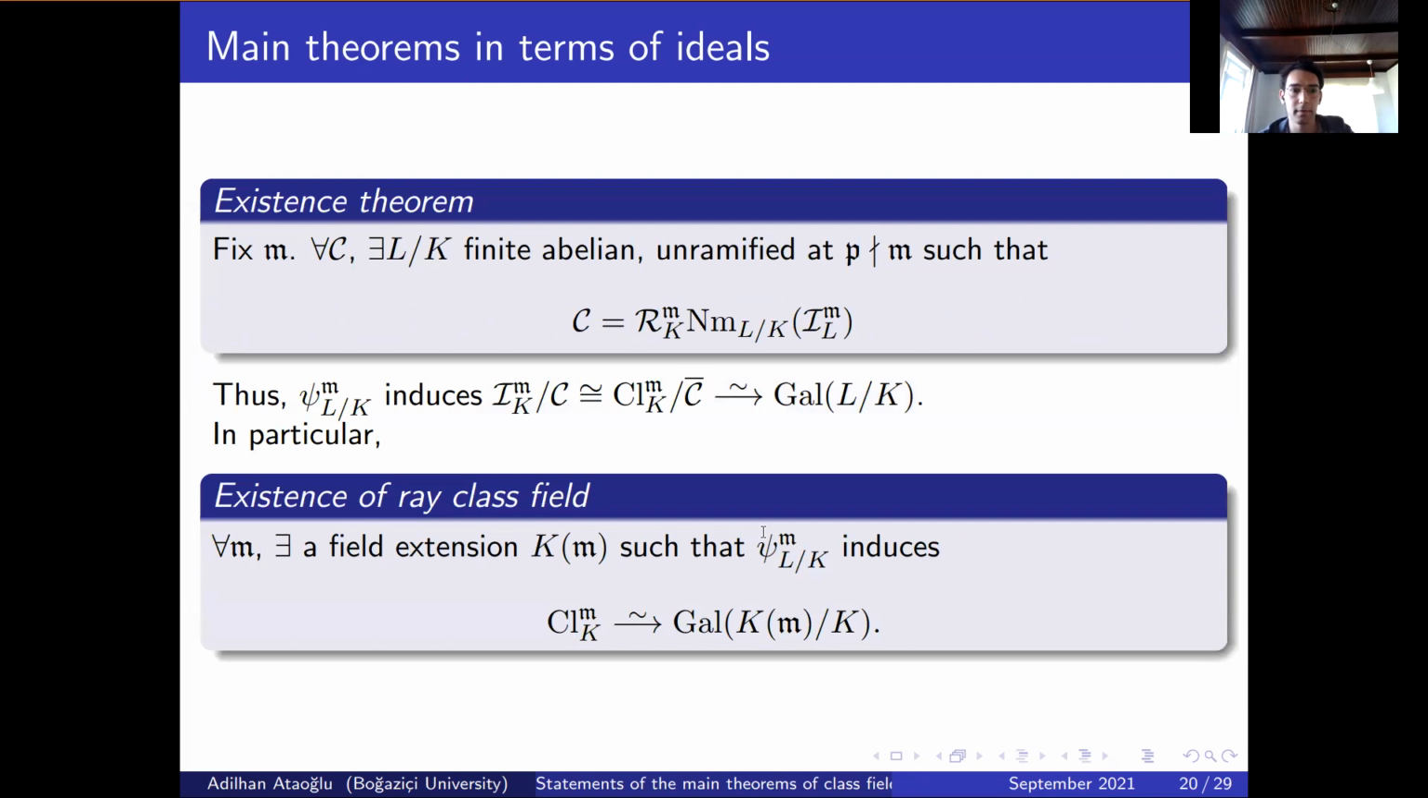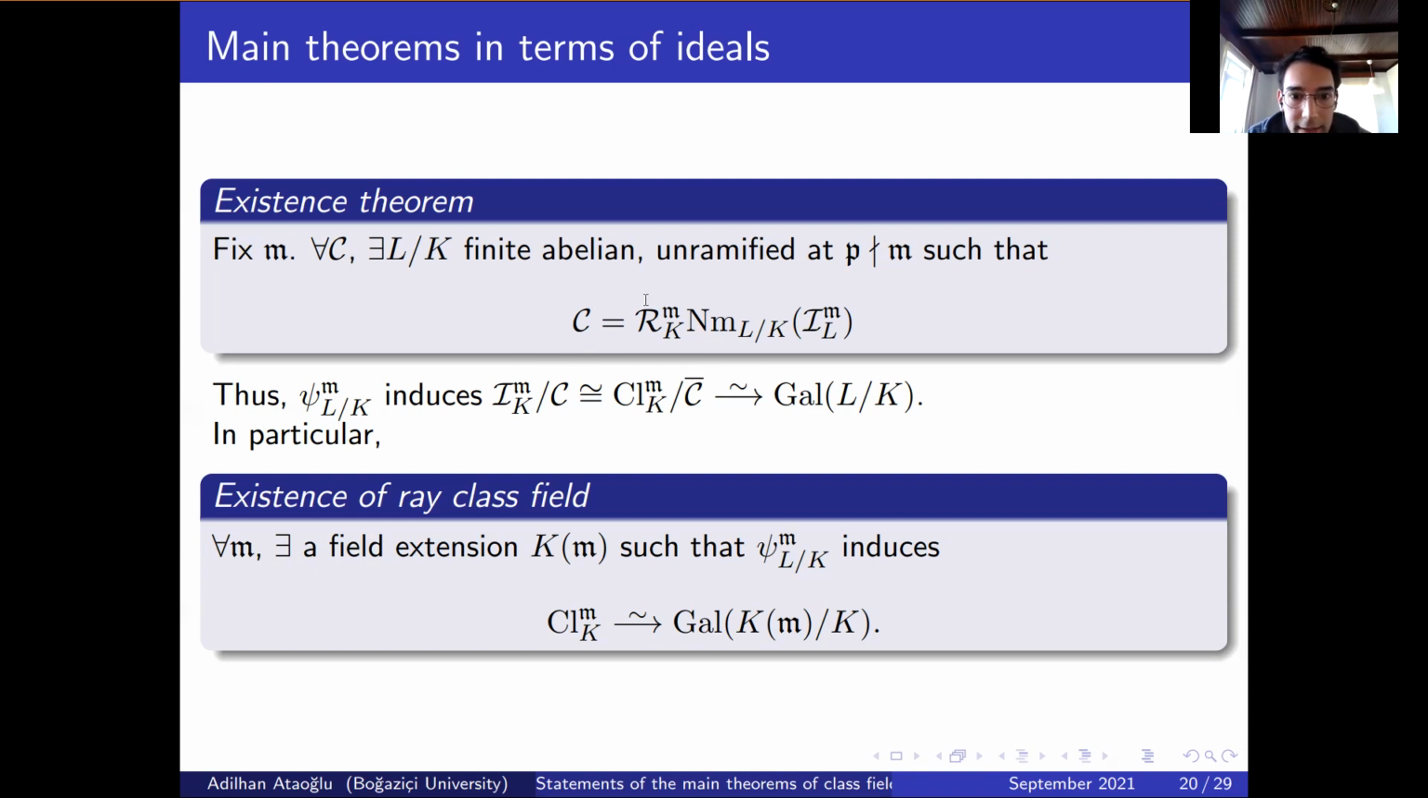And the second main theorem is an existence theorem for a modulus M and for a congruence subgroup. For this modulus, there exists a finite abelian extension L over K unramified at the primes outside of the modulus M, such that the congruence subgroup is equal to the kernel of the Artin map. Then we have this isomorphism. This is also an important isomorphism, since by looking inside K, we can see the extensions of K.